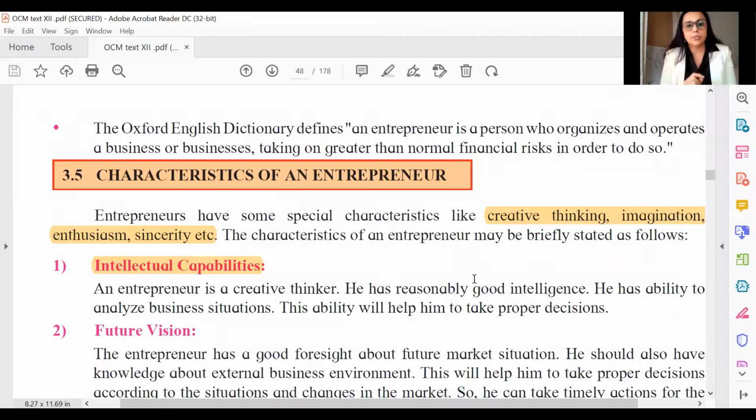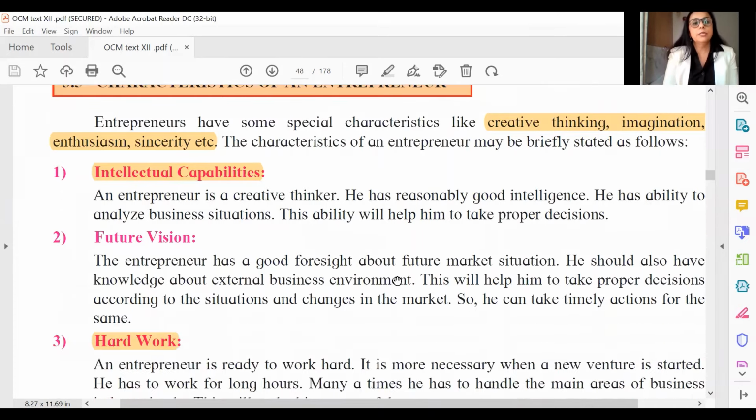Another topic is characteristics of an entrepreneur. Again, you see highlighted words could be asked as suggest appropriate commercial term, answer in 1 word, term or phrase. So who is an entrepreneur? Somebody who has to use creative thinking, imagination, enthusiasm, sincerity, etc. Under these characteristics, you have concepts like intellectual capability. So an entrepreneur is expected to have dash capabilities.